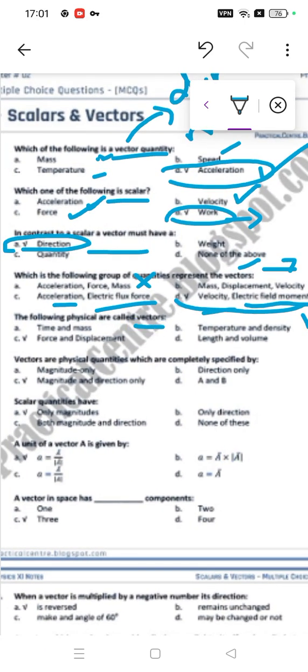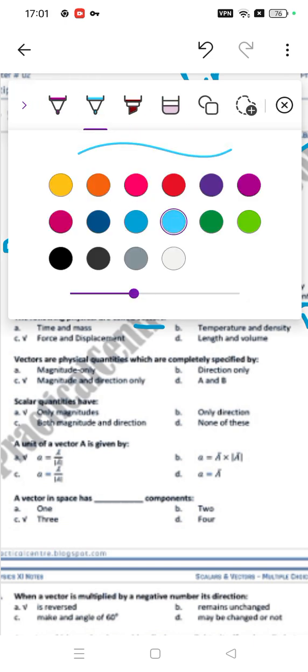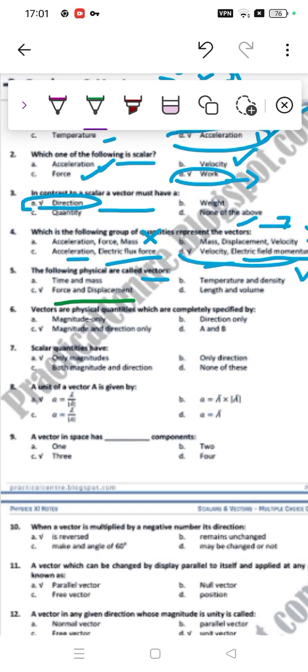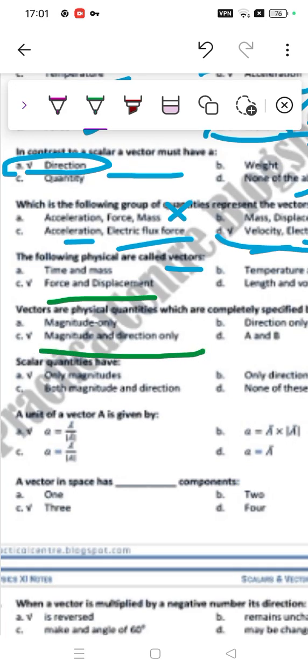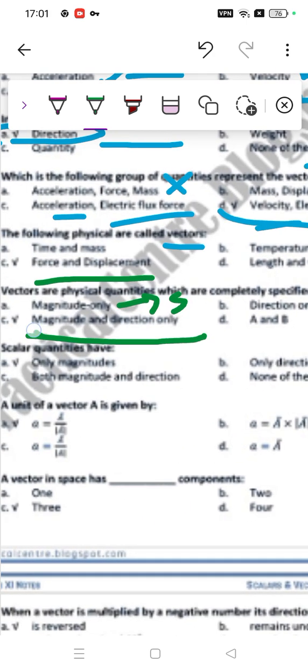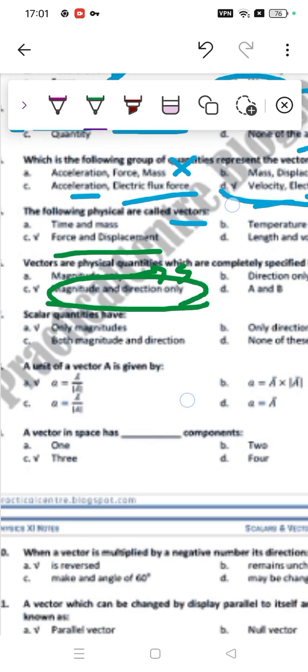Then, the following physical quantities: which are vectors? We need to identify that. Force and displacement are called vectors. Vectors are physical quantities which are completely specified by both magnitude and direction, because magnitude alone means it's a scalar quantity, where direction is not present. So both magnitude and direction are important. Then scalar quantities have only magnitude, as I mentioned.